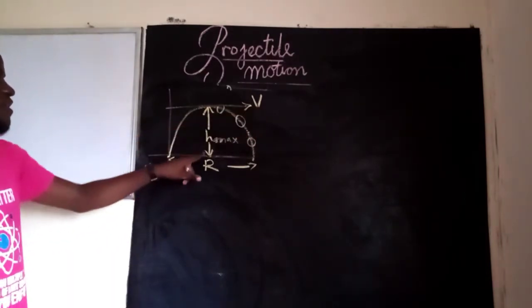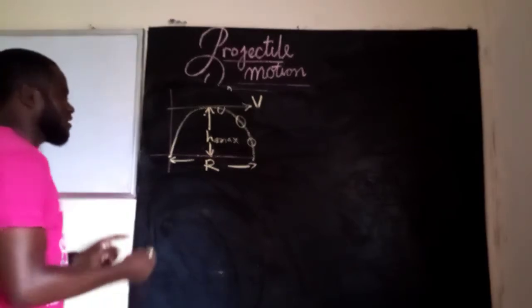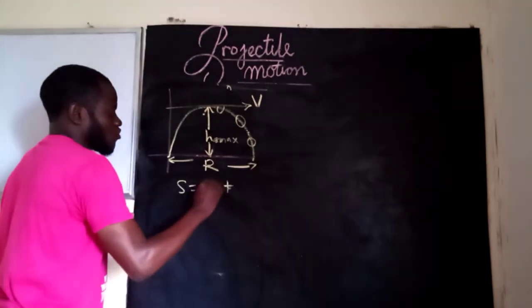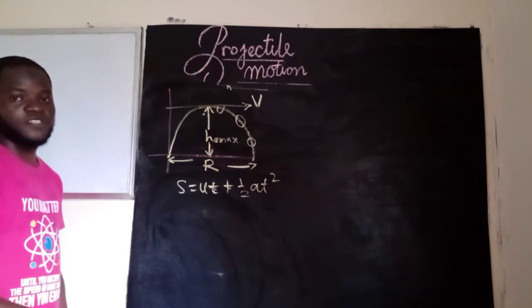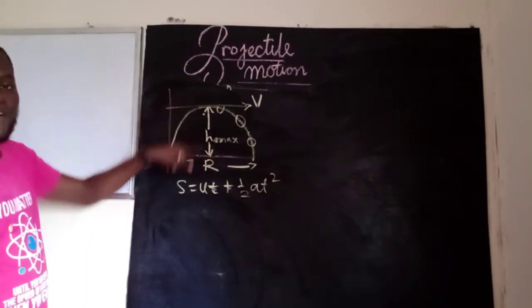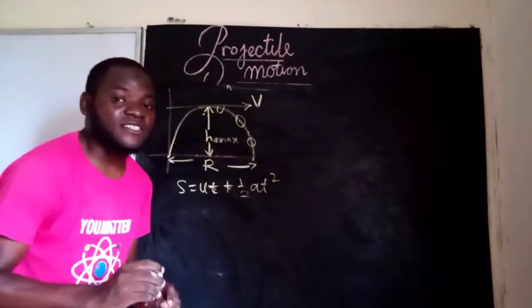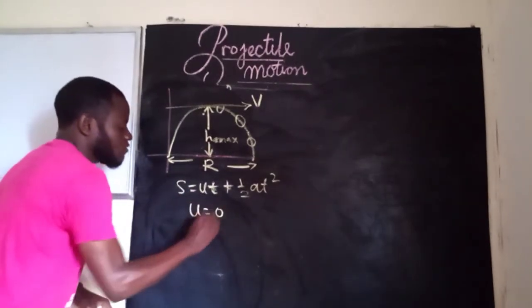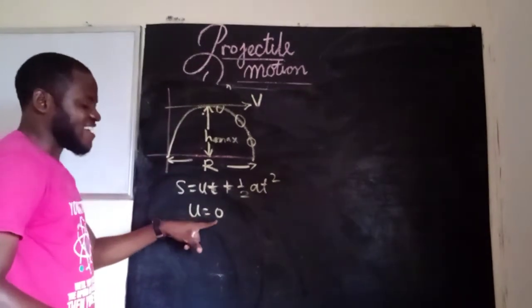Okay, what will be the value of this maximum height reached? Let's quickly look at that. We have that S is ut plus half at squared. Let's make use of this equation to determine that. Remember, the maximum height is vertical. The velocity at the vertical component is equal to what, class? 0. Thank you. So it means that u is what? 0, because the velocity at the vertical component is 0.